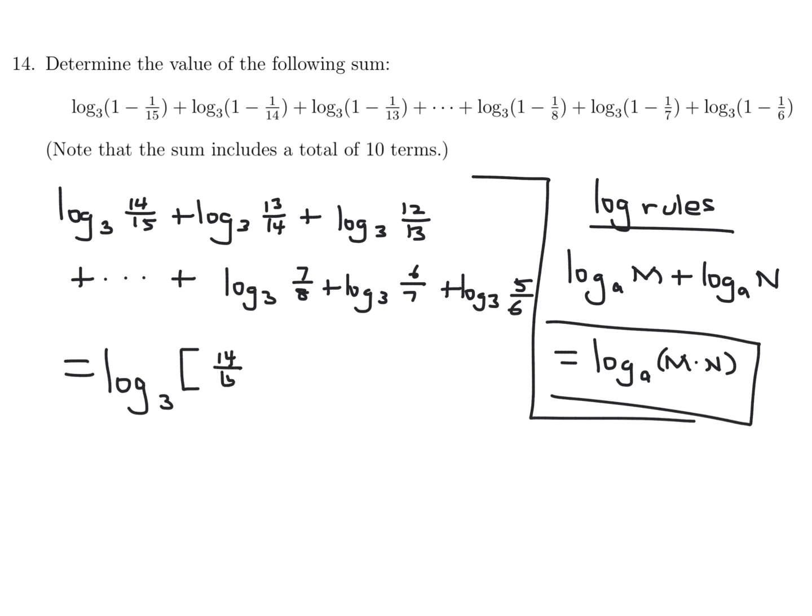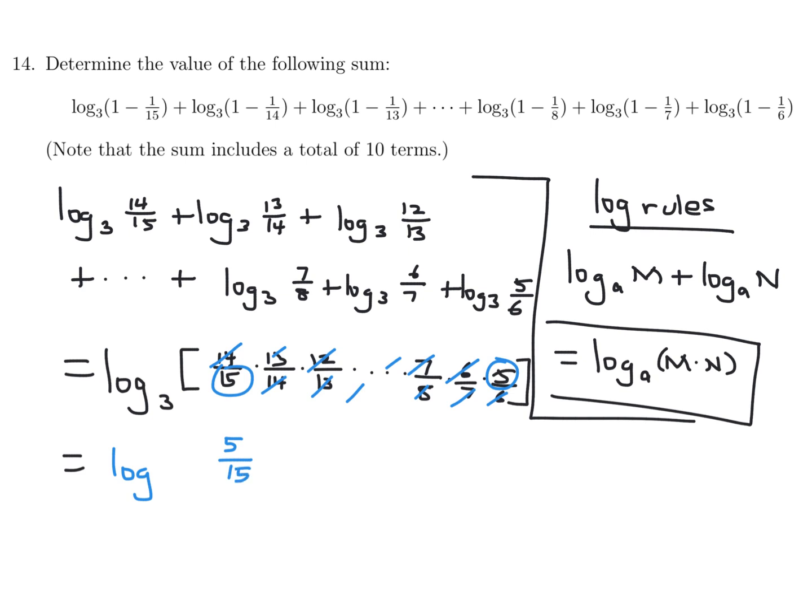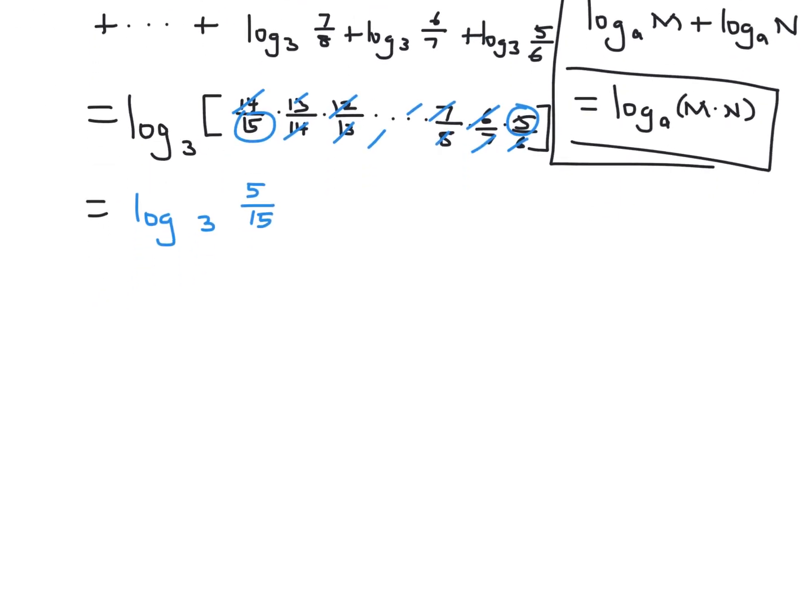Okay, so if we use this rule, this will be log to the base 3 of 14 over 15 times 13 over 14 times 12 over 13 times, and you get the point, all the way to 7 over 8 times 6 over 7 times 5 over 6. You'll notice when you do this, this 14 cancels with that. That 13 will cancel with that. That 12 will cancel with that. That 7 cancels with that 7, 6 cancels with that 6, and this 8 will cancel with the 8 over there. So the only thing you'll be left with is this 5 and this 15, to the base 3.